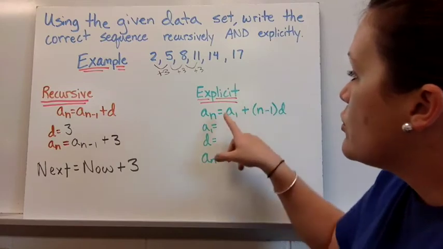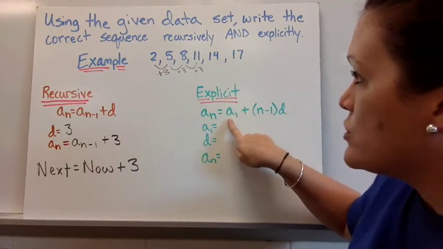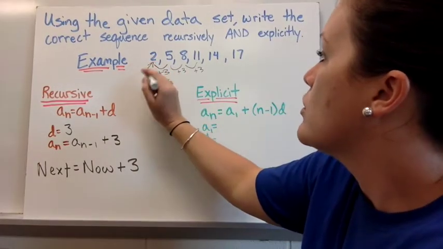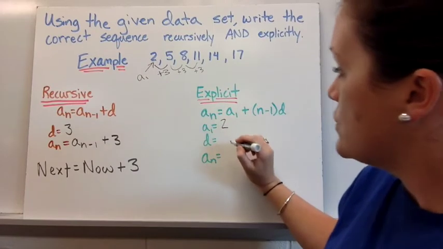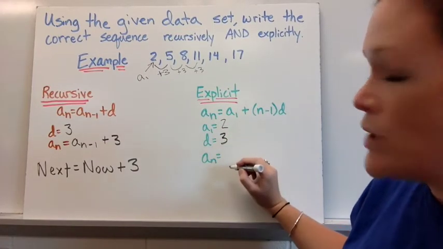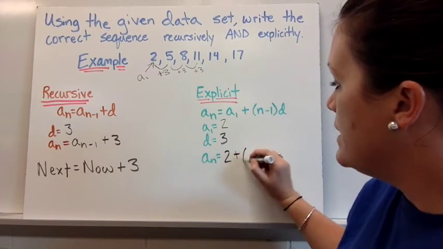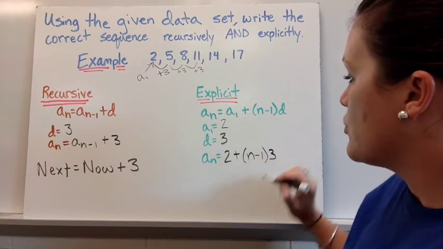All right, so let's look at explicit. The explicit form, we have the common difference was 3, and we're going to put in our first term. So this one has 2 for our a sub 1. So I'm going to draw a little arrow. That is a sub 1. It's equal to 2. The common difference was 3. So we would write out a sub n equals 2 plus n minus 1 times the common difference of 3.